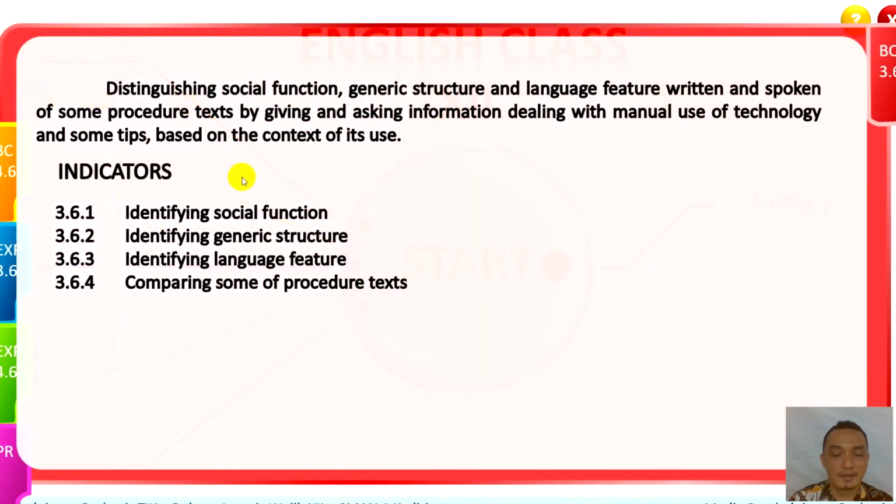in 3.6. In 3.6 here, the basic competency is distinguishing the social function, generic structure, and language features, written and spoken, of some procedure texts. So we are going to discuss the procedure text, by giving and asking information dealing with the manual use of technology and some tips based on the context of its use. And also the indicators in 3.6.1: identifying social function, two, identifying generic structures, three, identifying language features, and the last is comparing some procedure texts. Those are the indicators and also the contents of basic competence 3.6.